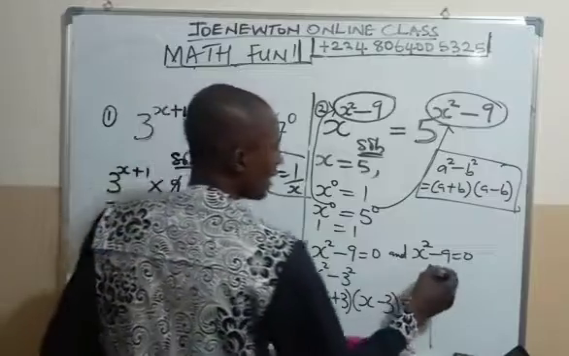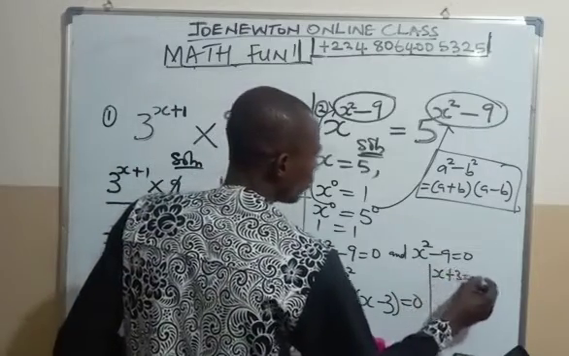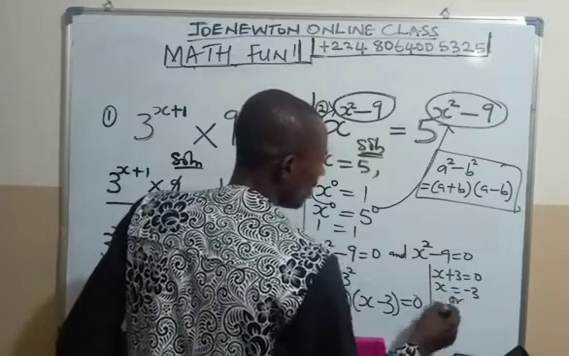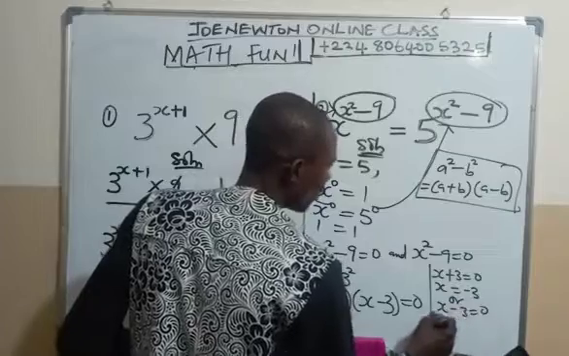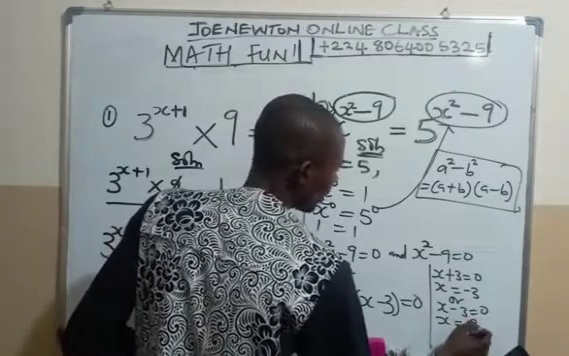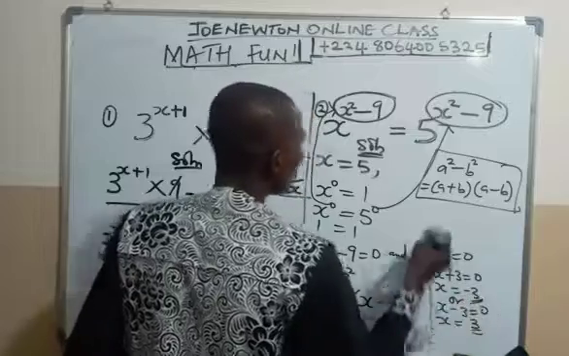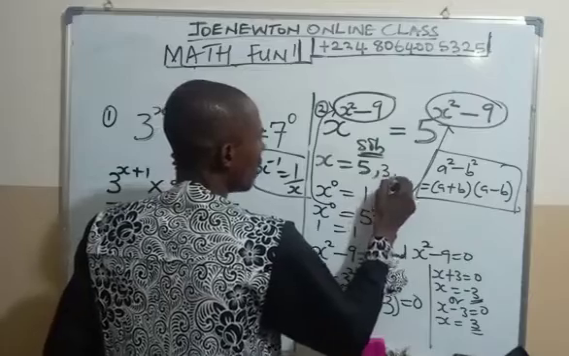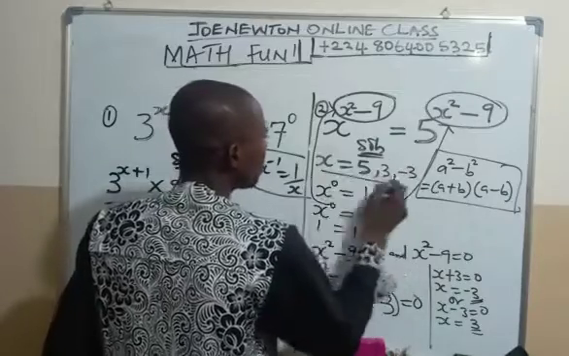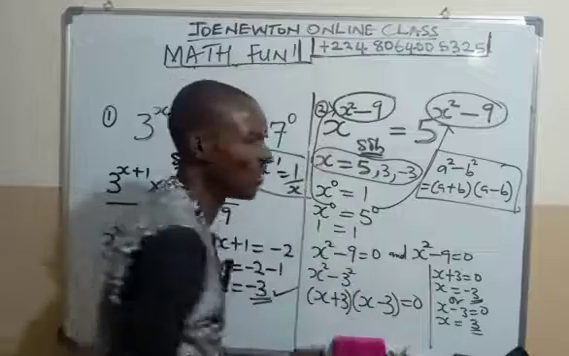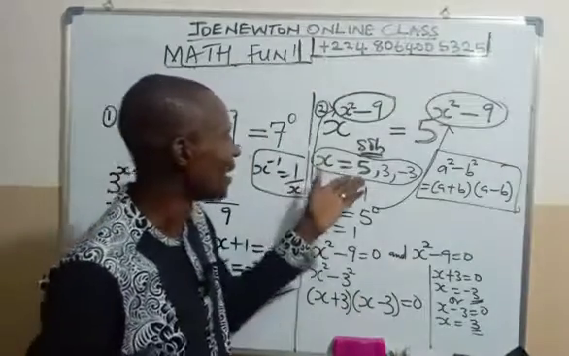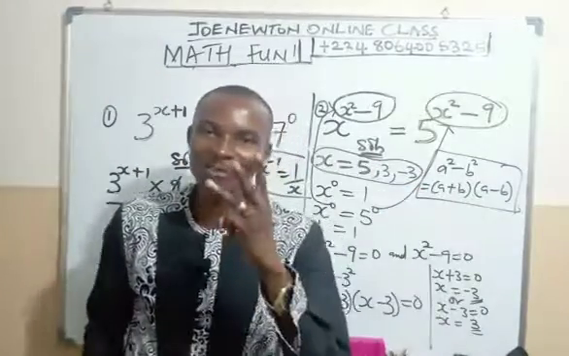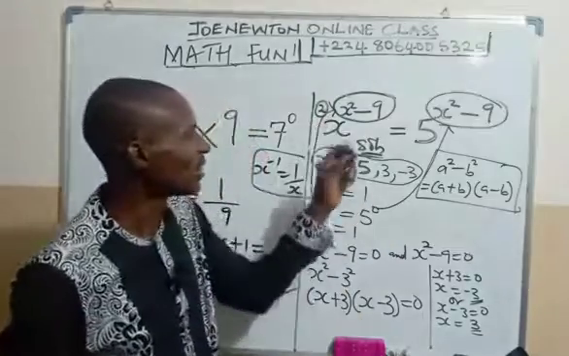We now have that x plus 3 is equal to 0, which is x is equal to minus 3, or x minus 3 is equal to 0, and x is equal to positive 3. So we have that our possible values of x could be 5, 3, or minus 3. So these are our possible values of x in that question. So you have seen that we have about 3 possible values of x by this exponential quadratic.